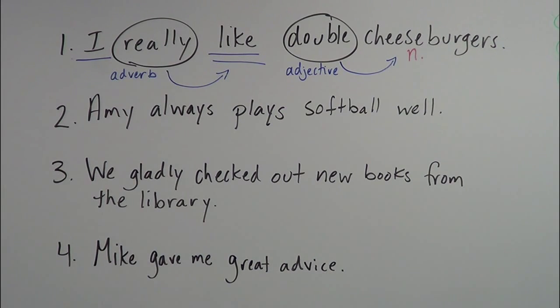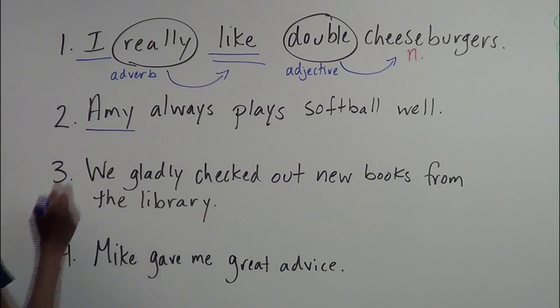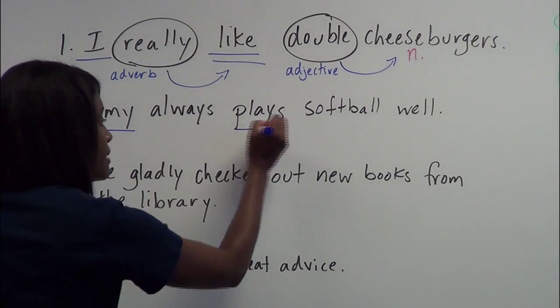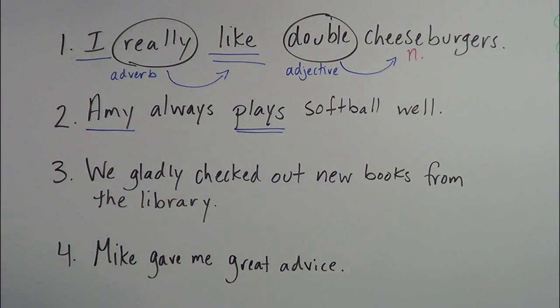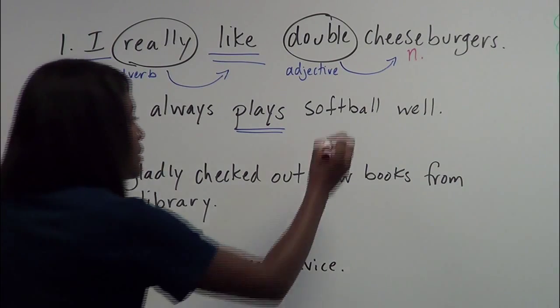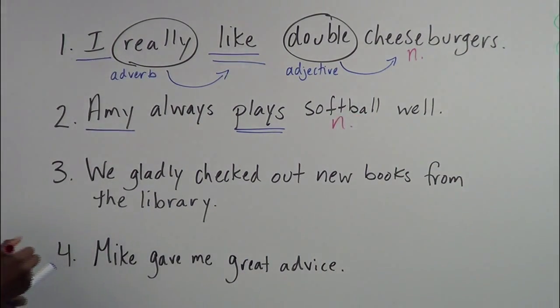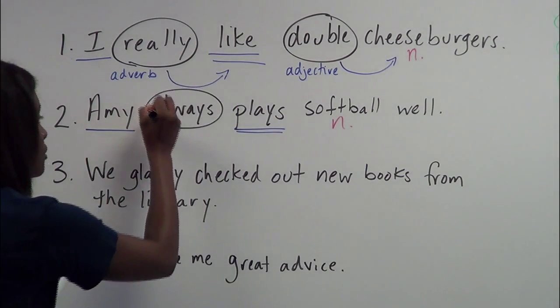Amy plays softball well. So we have to identify our subject and verb first. Subject being Amy. What Amy's doing is that she plays softball. Softball, that is a noun, person, place, or thing. But we do have these words always and well here. So I'll just circle those.